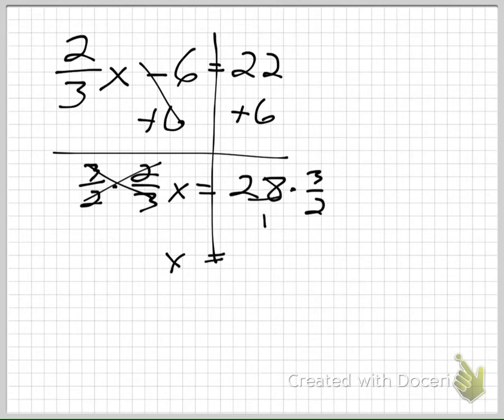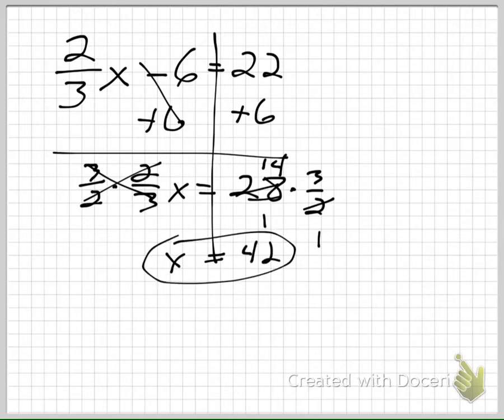28 over 1. Can I reduce anything? Yes. What can I reduce? 28. 28 becomes a 14. The 2 becomes a 1. 14 times 3 is 42 over 1. We're done. X is 42.